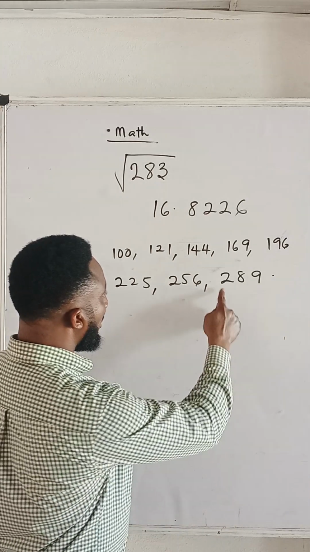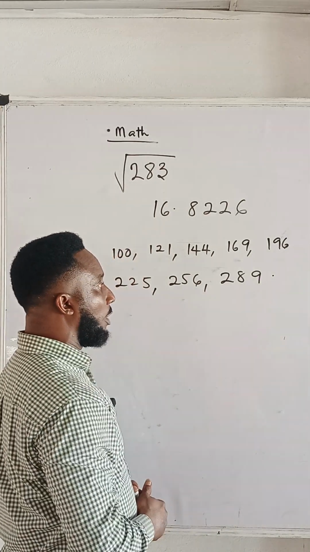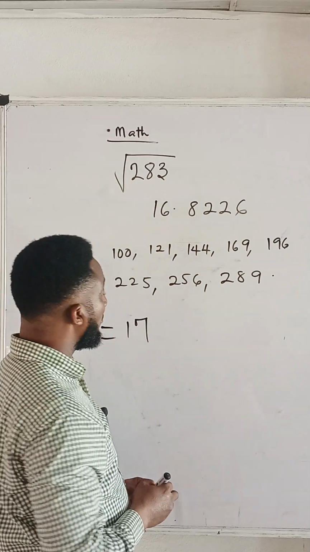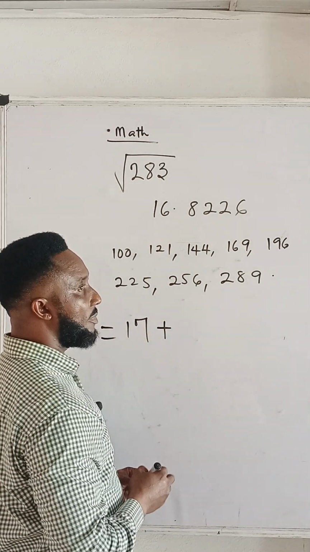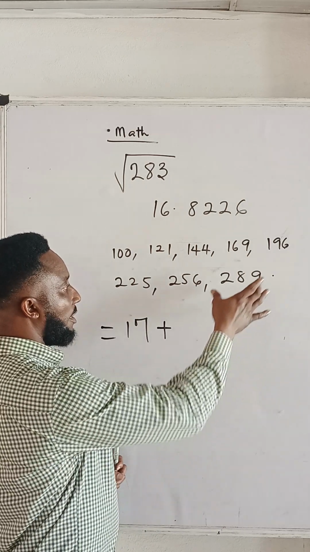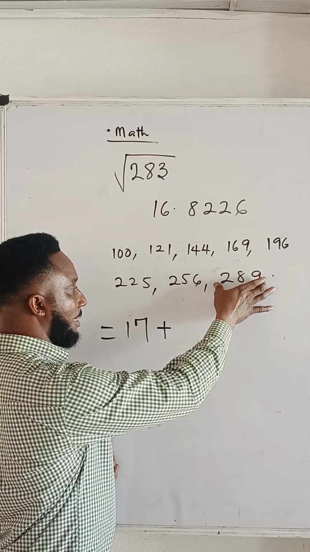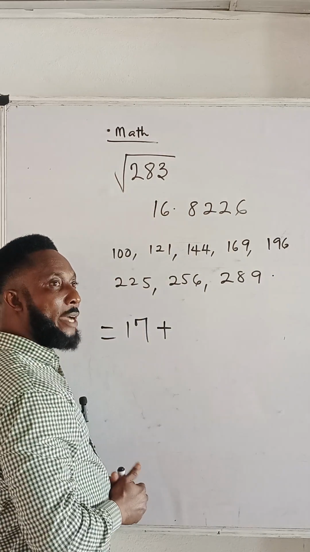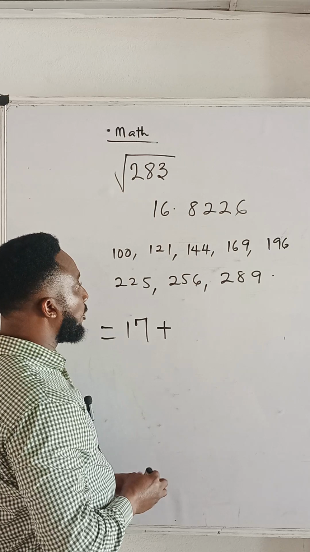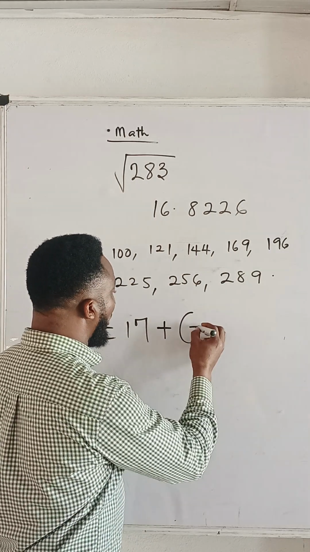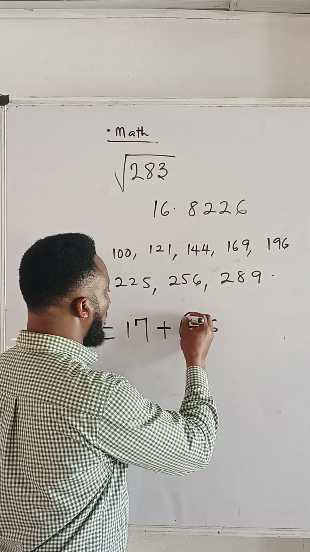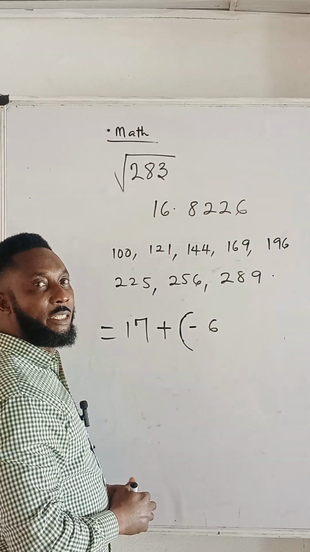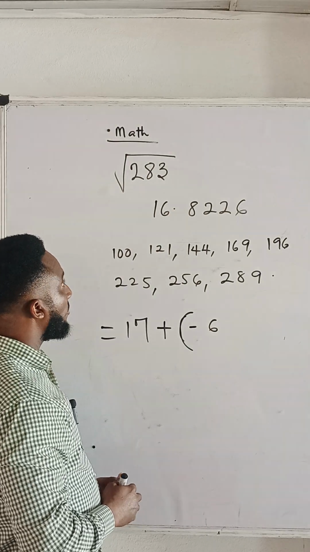So what do I do? The square root of 289 is 17. So I will write 17. And I will write plus. The next thing is this. This perfect square that I'm using, I will subtract it from the number 283. And that is going to give me minus 6. That's the reason why I'm interested in this problem, to complement what we did on Saturday.